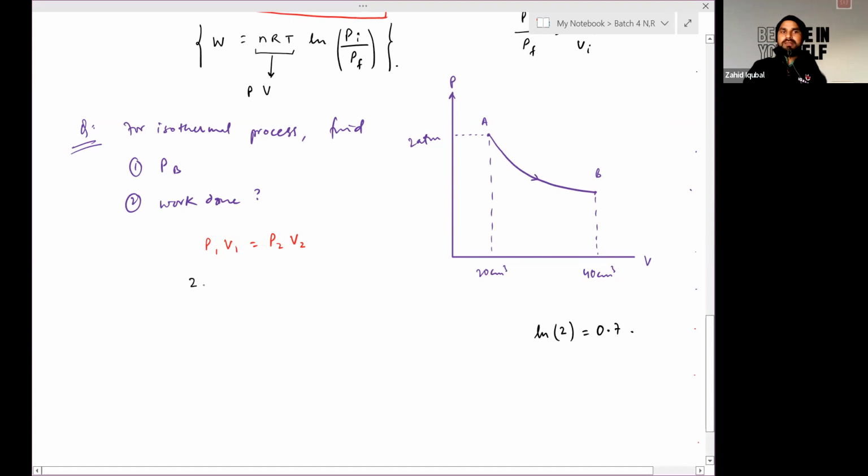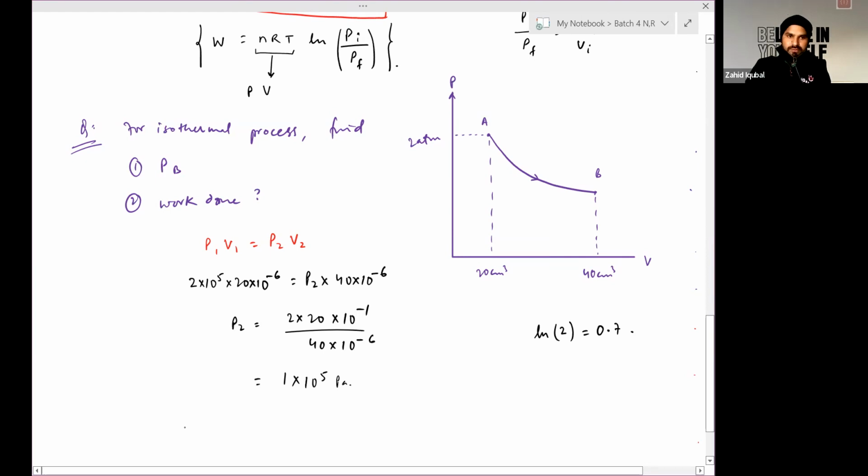P1 is 2 atm, so you may write 2 into 10 raised to power 5. V1 is 20 cm cubed, 20 into 10 raised to power minus 6. P2 we have to calculate. V2 is 40 into 10 to the power minus 6. So P2 will be 2 into 20 into 10 to the power minus 6 divided by 40 into 10 to the power minus 6. So this part cancels out, and you're left with 1 into 10 to the power 5 Pascal.